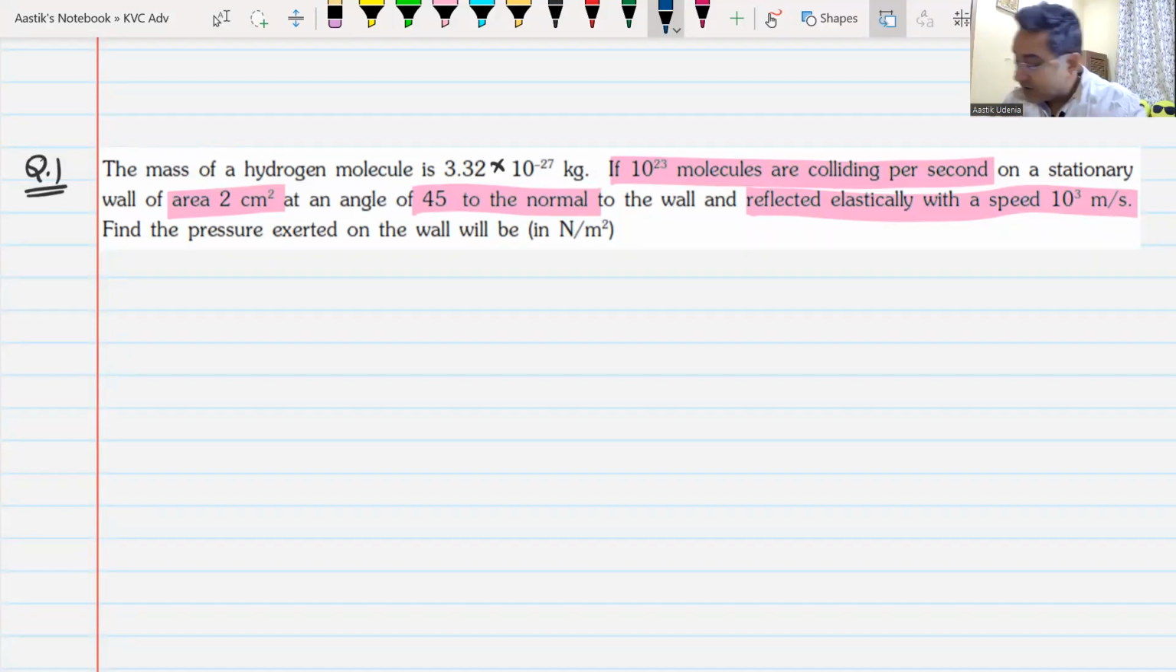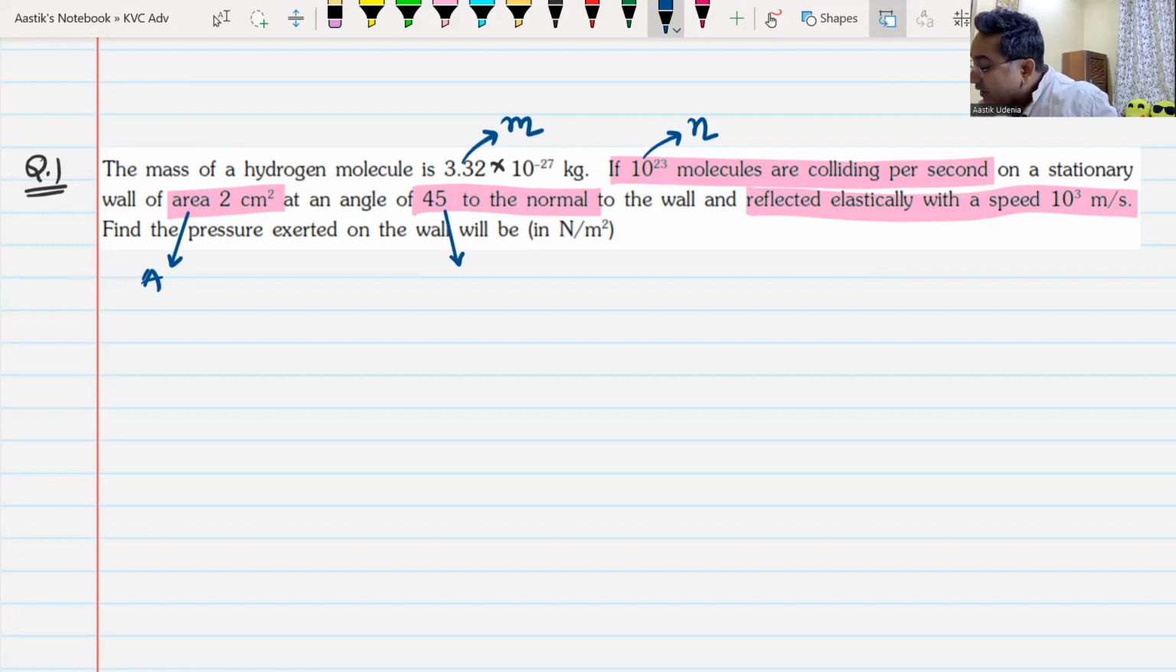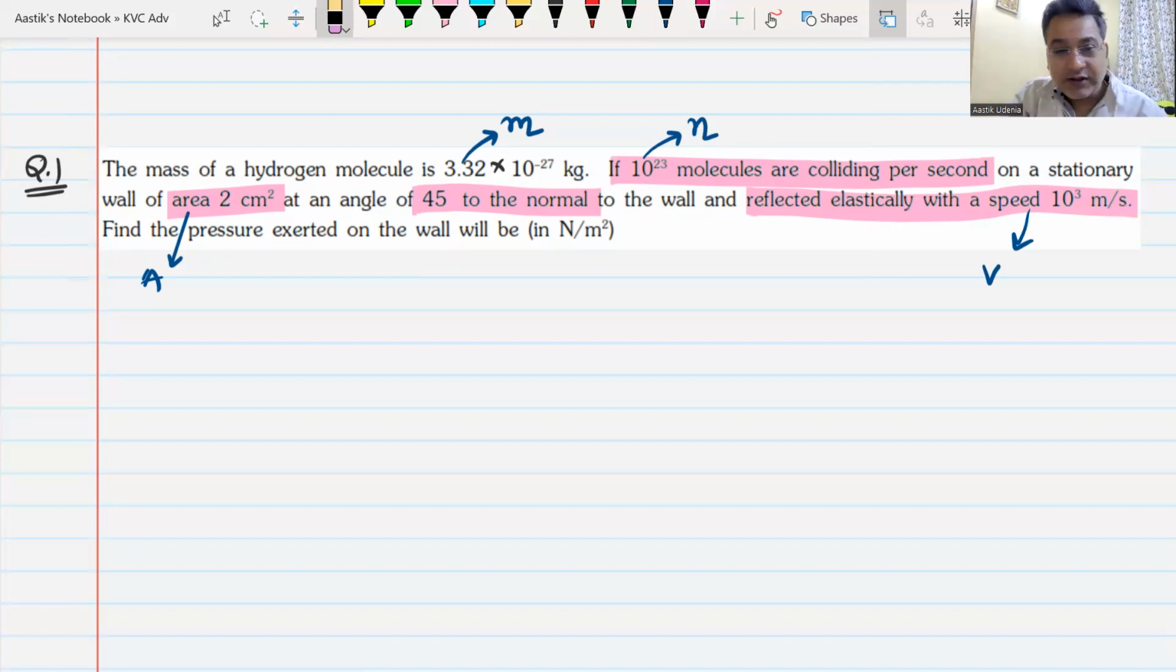I'm not worried about the calculation. If I call the mass of one molecule m, the number of molecules per second, remember they are colliding, n, the area a, and this angle theta, if it is 45 only, you can keep it 45. If I call the speed v, give me the answer in terms of n, m, a, and v. Let us take theta as 45. I'm only concerned with that answer.